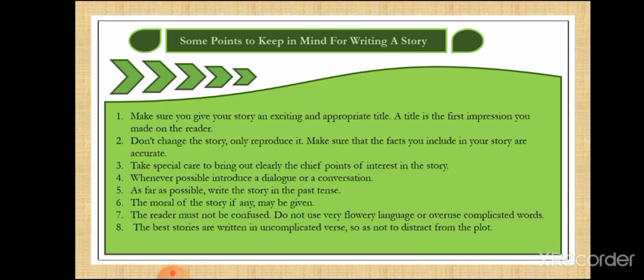Sixth point, the moral of the story, if any, may be given. Seventh point, the reader must not be confused. Do not use very flowery language or overuse complicated words. It means a story should always be simple, presented in front of the reader in a simple manner or in simple sentences. Last point, the best stories are written in uncomplicated words, so as not to distract from the plot.